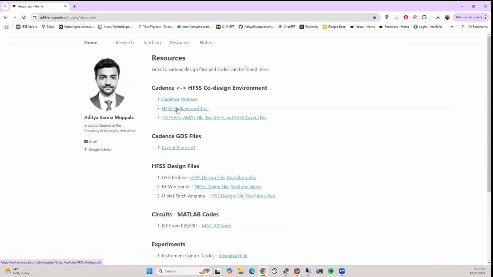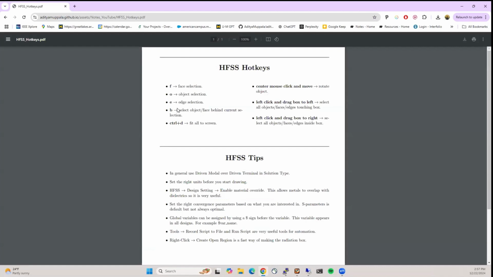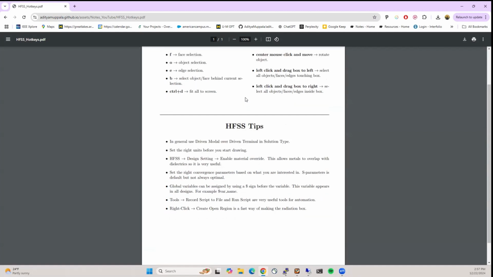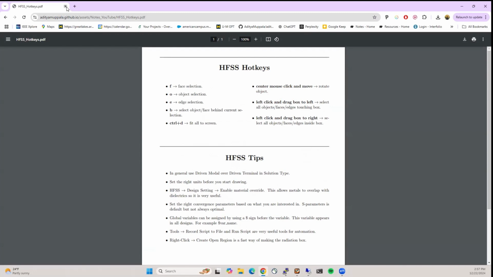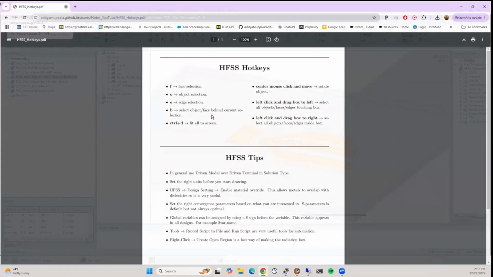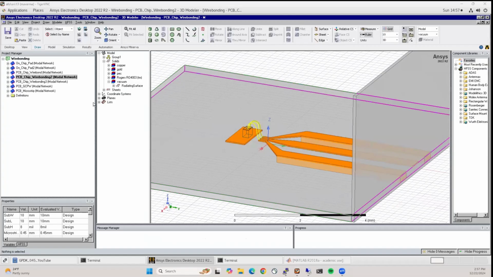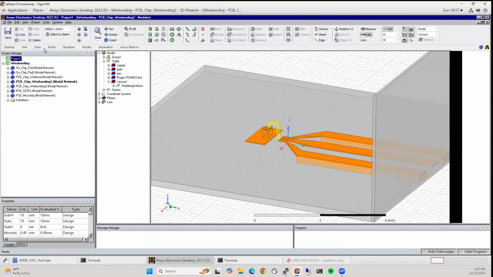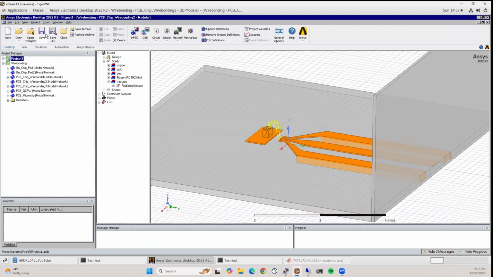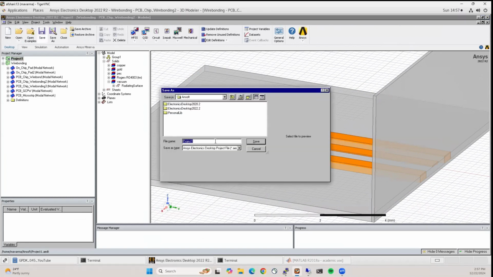One thing I should mention is that I also uploaded a document called HFSS Hotkeys and Tips. I'll be using a lot of these during my HFSS videos, and I'm not going to go over it again and again, so you can access them here. It's a nice resource. I'll keep updating this with time. Okay, so let's get into the actual design. So there's one thing that I should mention. Let's actually get started. So let me save this.